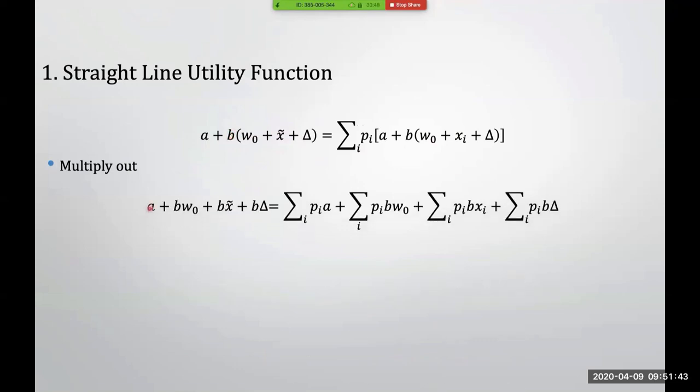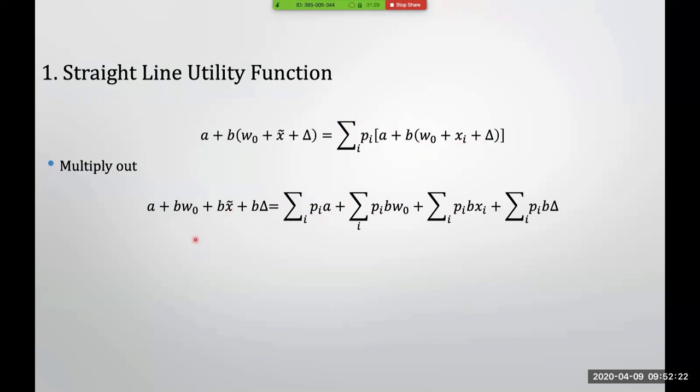That's how we have, on the left-hand side of the equation, A plus B times W0 plus B times x tilde plus B times delta. And over here, we multiply out each one of these terms, and also group up the same terms. So you have the sum of PI times A, the sum of PI times B times W0, that is the BW0, and then further multiply out with PI. And then PI times B times XI, and this term.